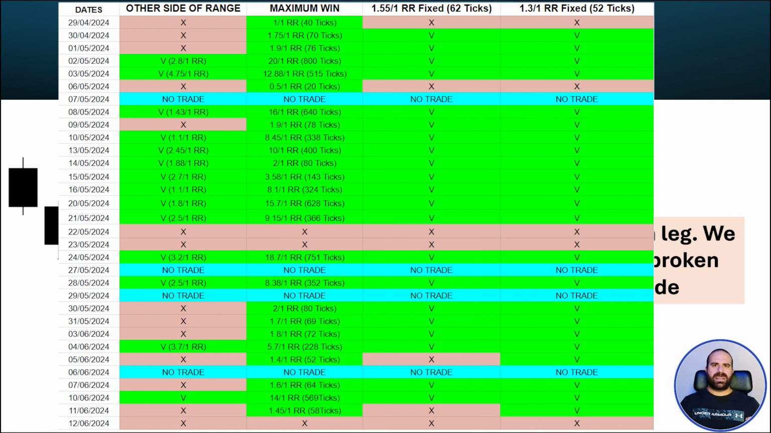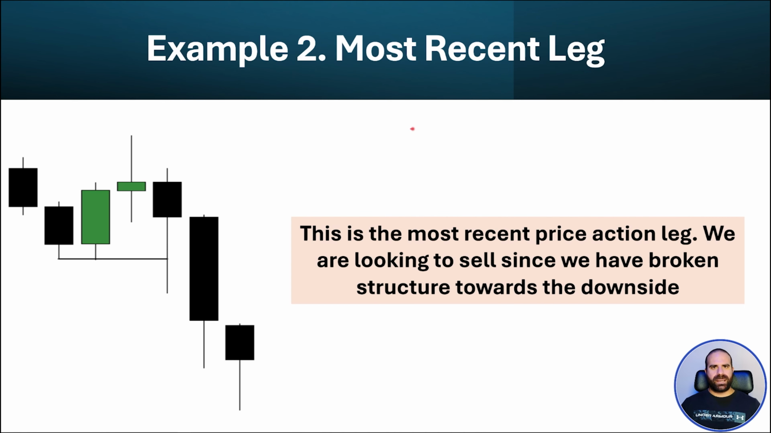The results speak for themselves, and I'm taking every single trade live every single day. You will see the Excel sheet at the end of this presentation with the trades since I started using this strategy. Now, example 2.